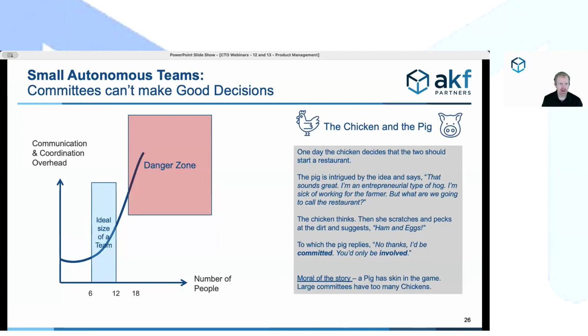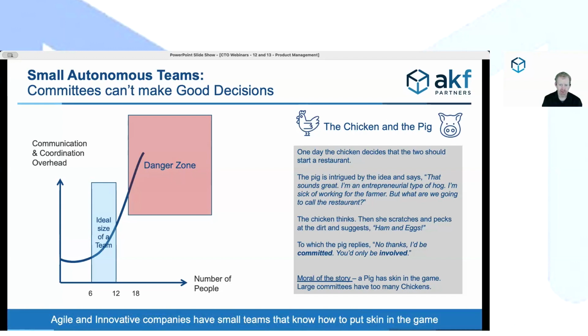So we'll leave behind this example of the chicken and the pig. This is a way that we teach agile, but you really want a small team. They're empowered. They make the decisions. You really don't want a committee to make decisions, though. So you want your team to have skin in the game, not just the product managers, but your engineers on the team to understand this too.